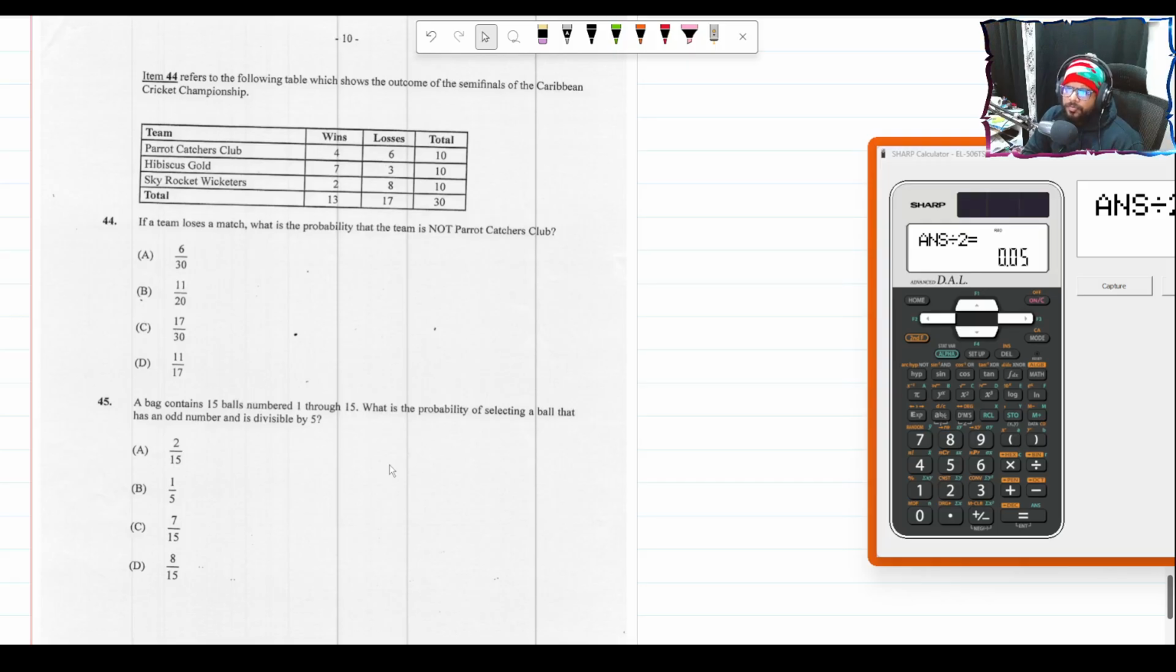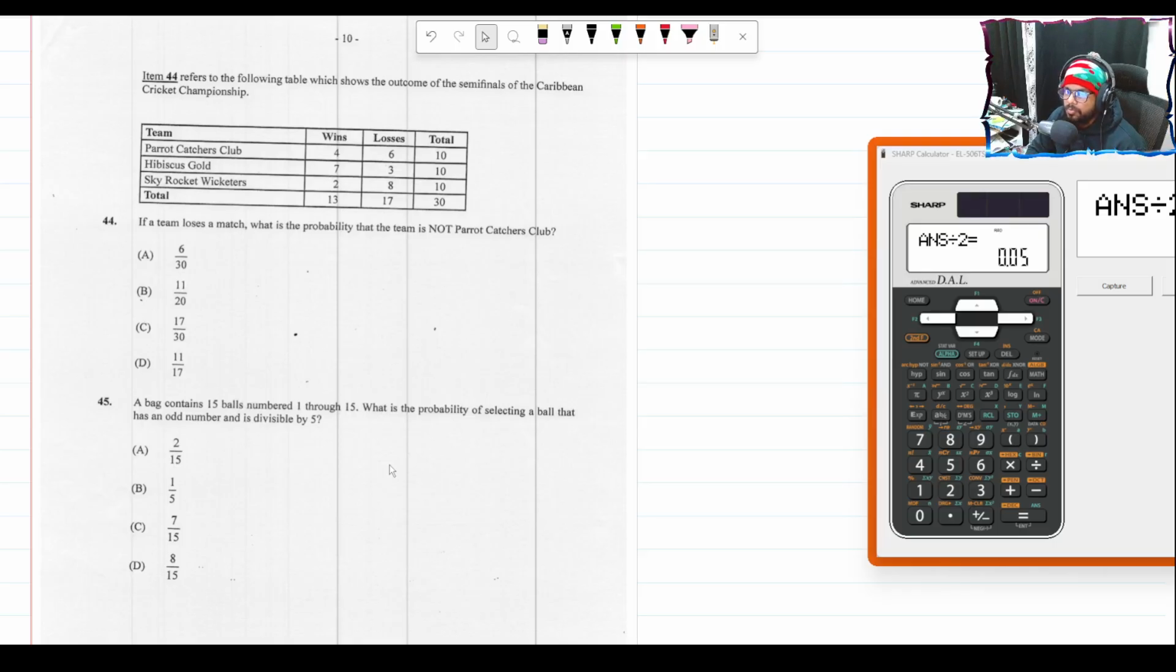Item 44 refers to the following table, which shows the outcome of the semifinals of a Caribbean Cricket Championship. If a team loses a match, what is the probability that the team is not Parrot Catchers Club? So we have the team, wins, losses, and the total. The total will be the total amount of games that they played. So Parrot Catchers would have played 10 games, Hibiscus would play 10 games, Skyrocket would play 10 games.